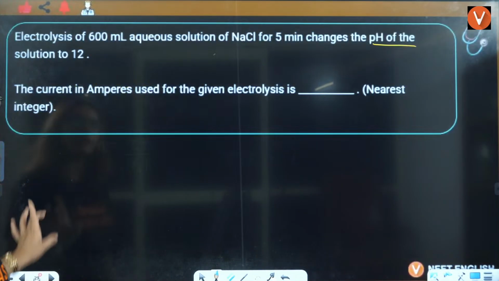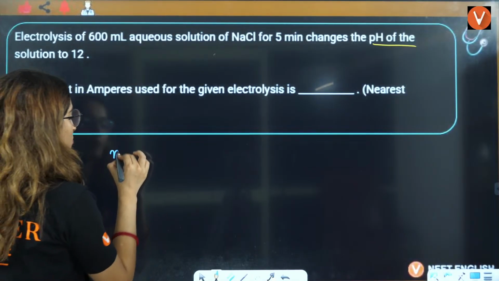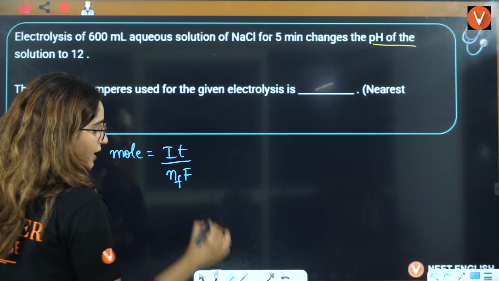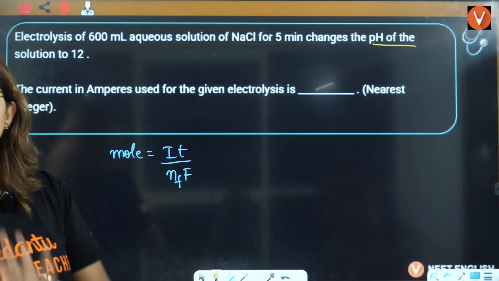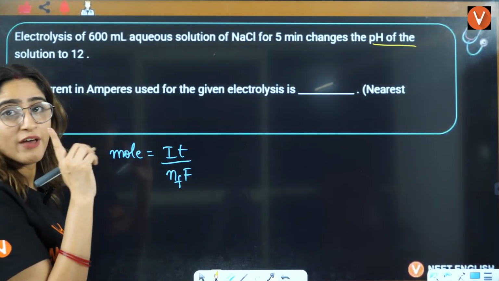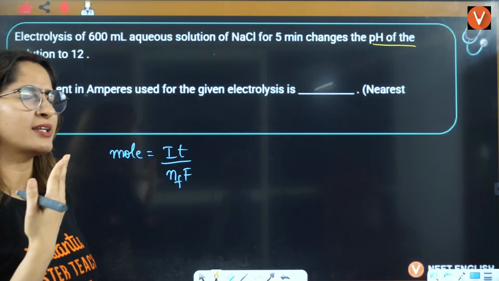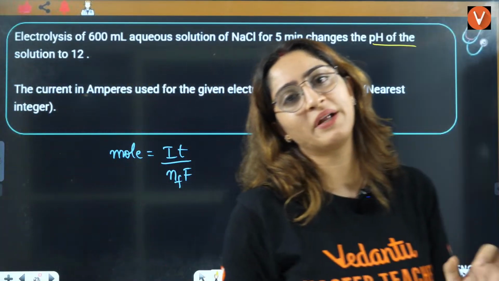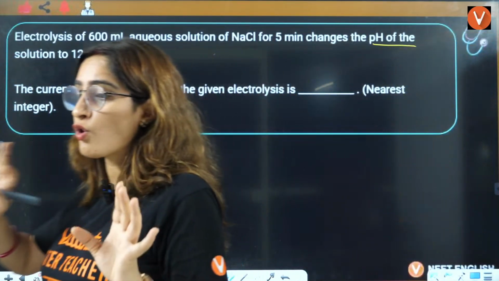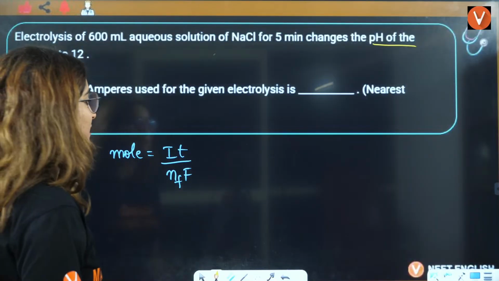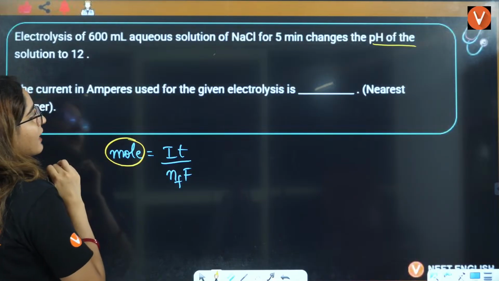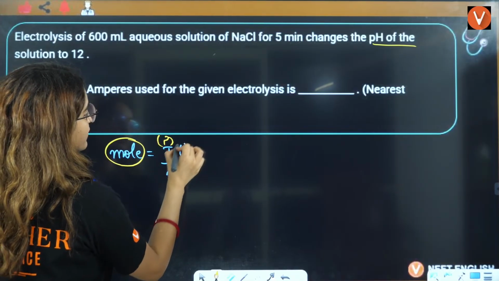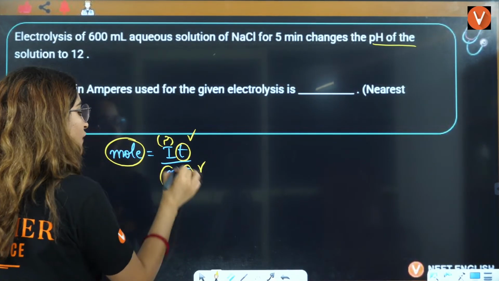So if you see this thing, current they are asking, moles is equal to It by N factor into Faraday. This is a very interesting question. This has been asked in, I think, 2024 or 25 in JEE. Exactly the same can be repeated for your NEET. Same ditto copy paste can happen in your NEET 2026, right? So this is moles. You can calculate moles, I'll tell you how. Current is what they are asking you. Time is given to you. Faraday, you know. N factor also you can calculate.